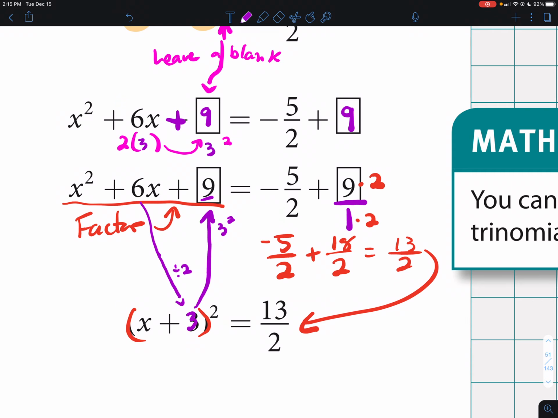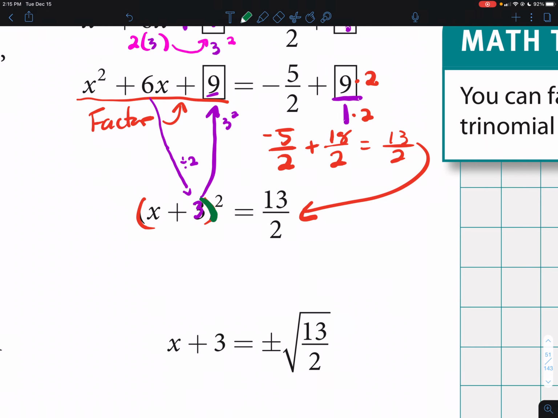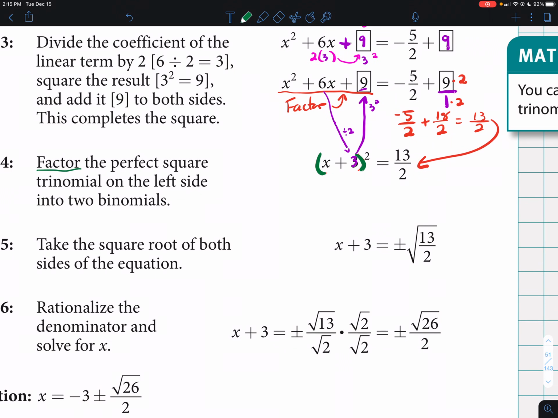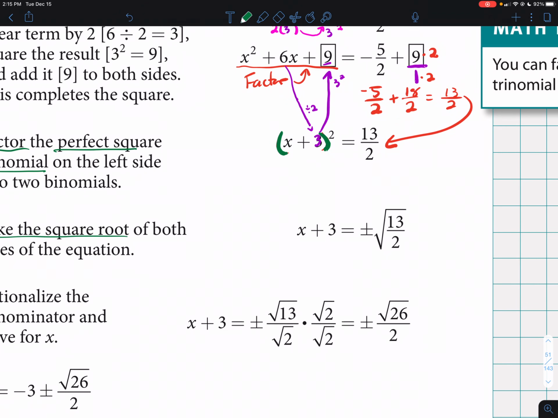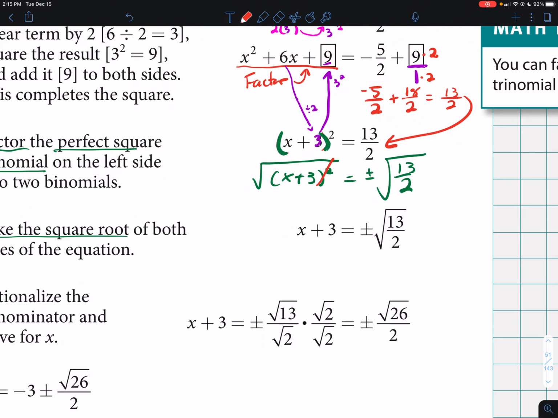Why do I want to factor this here? Well, it's because we've learned about solving these equations by taking the square root. So now we have a square root problem. We have a problem that we can just take the square root of. So it says factor the perfect square trinomial. Okay. Now take the square root of both sides. So now I can just go square root of x plus 3 squared equals plus or minus the square root of 13 over 2. When I do that, that cancels out the square and just leaves us with the x plus 3.